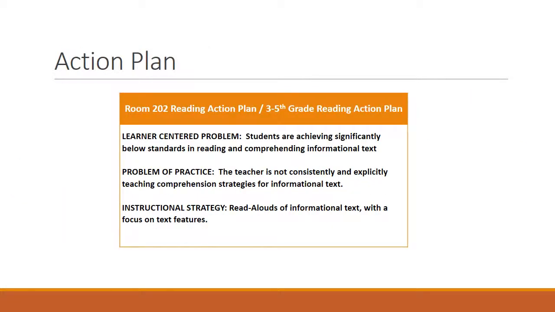To summarize once again, the Room 202 Reading Action Plan has a learner-centered problem of students that are achieving significantly below standards in reading and specifically in comprehending informational text. The problem of practice is that the teacher is not consistently and explicitly teaching comprehension strategies for informational text. And informed by the peer-reviewed journal articles that we read, we decided that the instructional strategy that can help solve this problem of practice is to use read-alouds as an instructional strategy to teach comprehension of informational text, with a specific focus on teaching students text features.